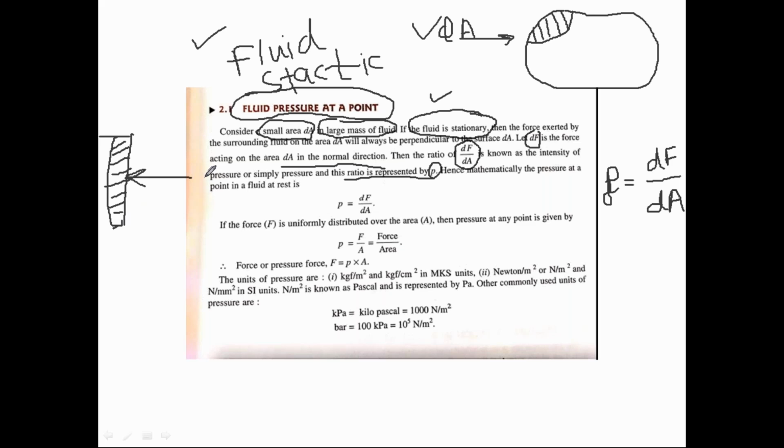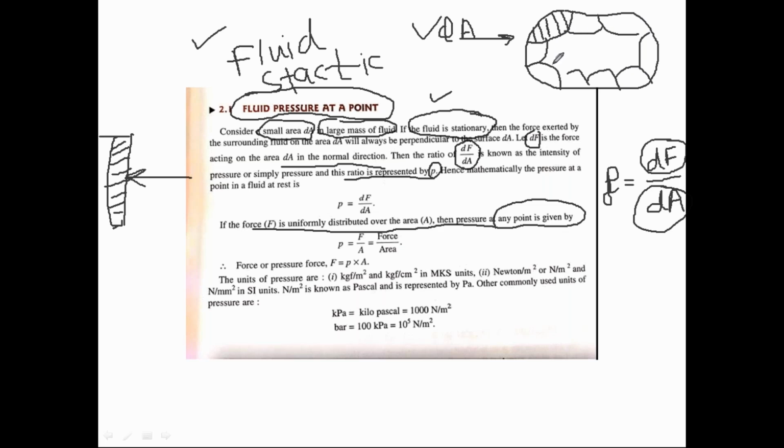If the force F is uniformly distributed over area A, then pressure at any point is given by F divided by A. That means this dA can be divided into a number of areas. Let's say this is dA1, dA2, dA3, dA4, dA5, dA6, dA7. Likewise, I can distribute this mass of the fluid into a number of areas.